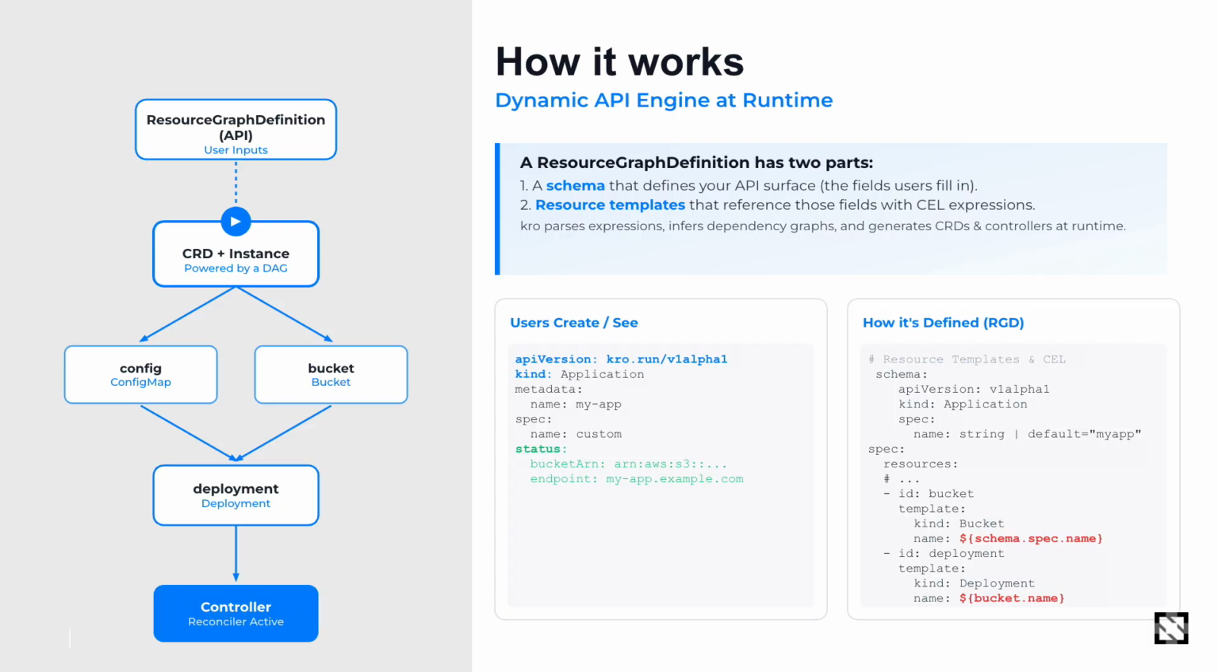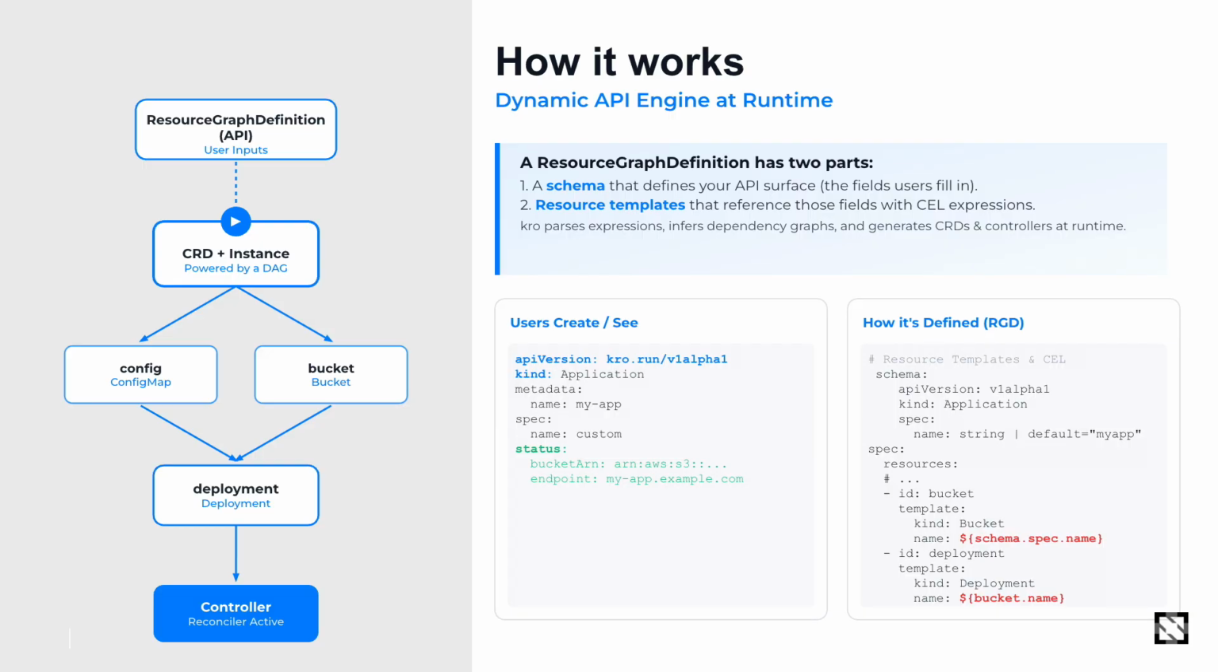It does not really matter for us. And this one controller then brings with it the entire orchestration capability. Everything else is basically up to you. How does it work? We have this resource graph definition that I already talked about, and inside this resource graph definition, you define a schema. This schema gets translated into a custom resource definition that you can then reuse, and you have resource templates.